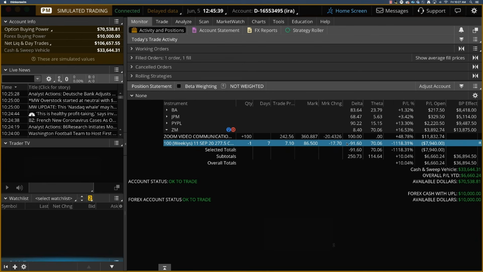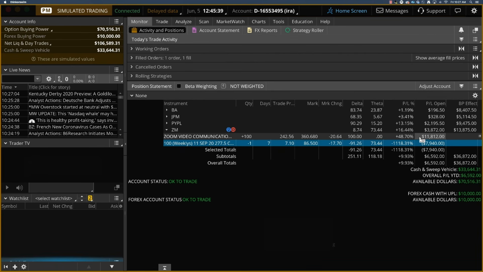Now, if they buy the call back, they're not doing so for a gain because that call is losing $7,940. But wait, did the overall covered call position make or lose money? Well, remember, the stock position is up $11,800. The call is actually down $7,940 for a net of $3,887.